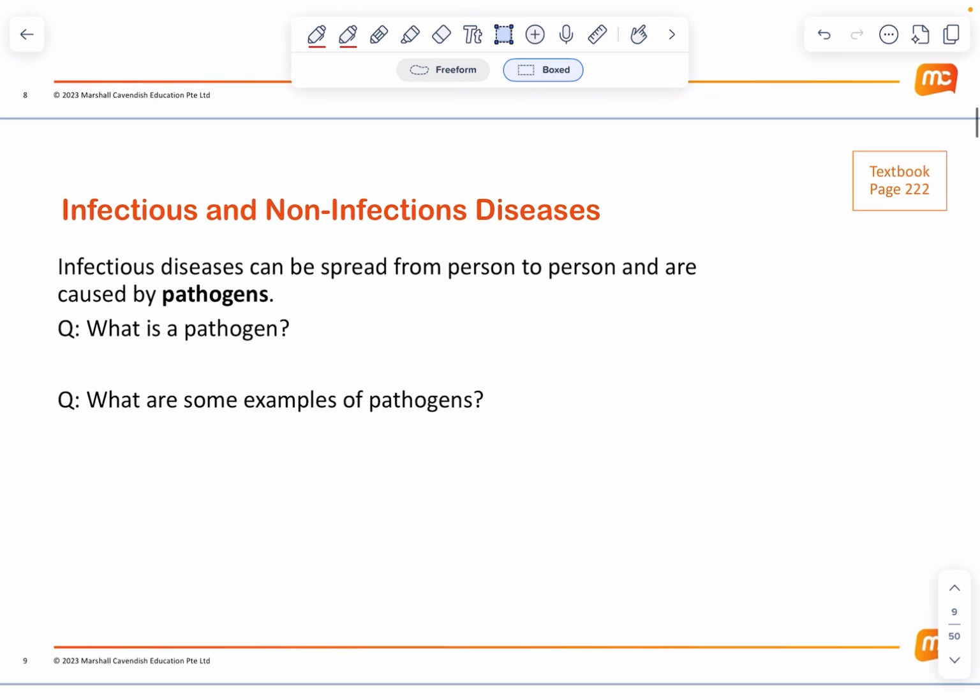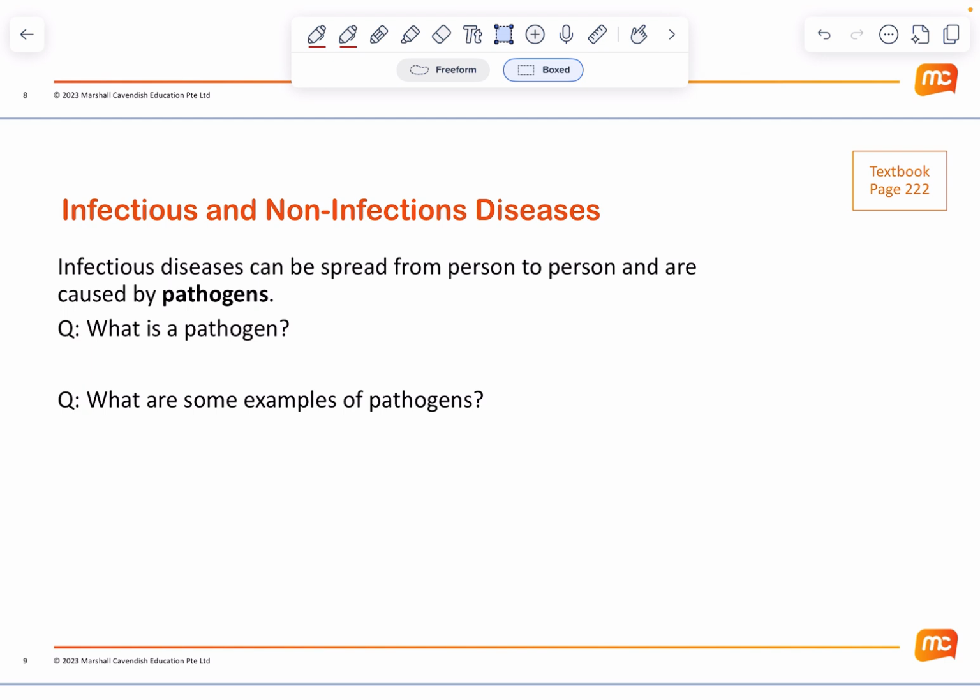So what exactly is this infectious and non-infectious disease? In exams, commonly they will ask you to compare and contrast between infectious and non-infectious disease, and you are required to actually give some examples. So the examples are like as shared in the previous slide, the ones that you have to state in your exam.